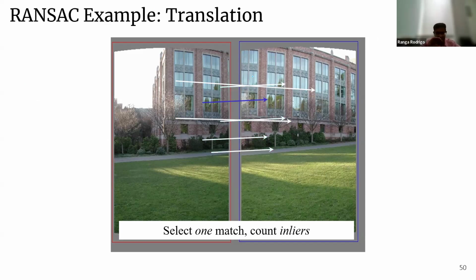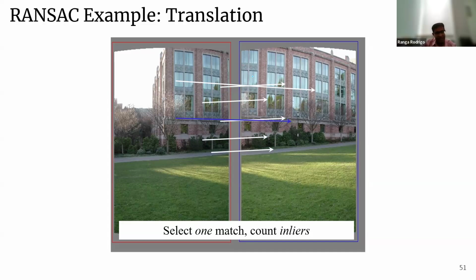I'm sorry, this is just a translation, so therefore you need only a pair, a matching pair. So you pick this and see how many arrows agree with that. All these arrows agree with that. So this is a good inlier that we have found, and these disagree. These are outliers.